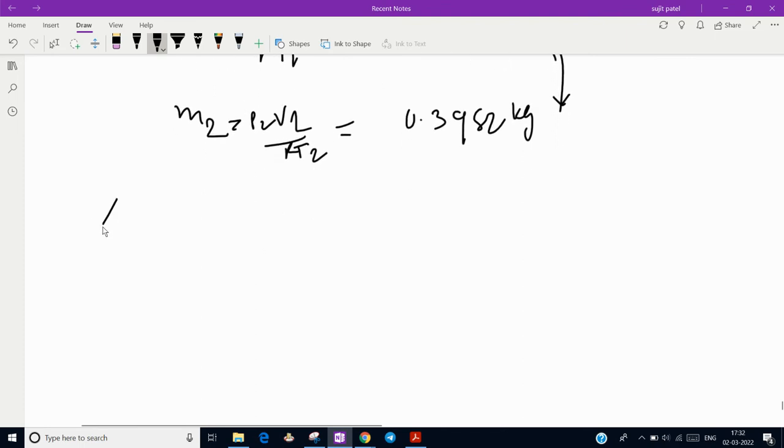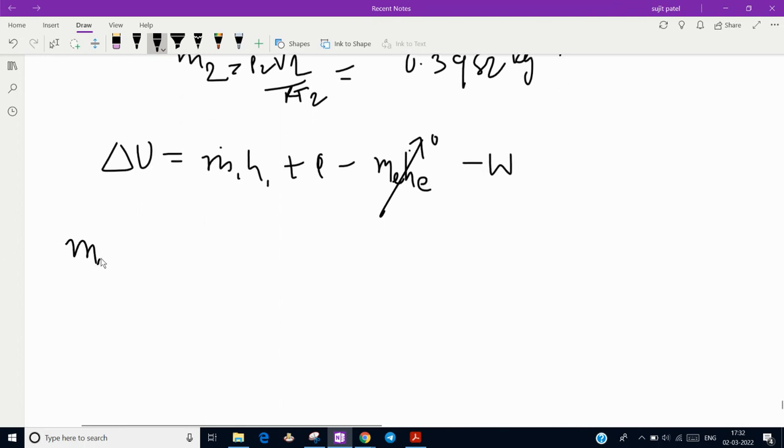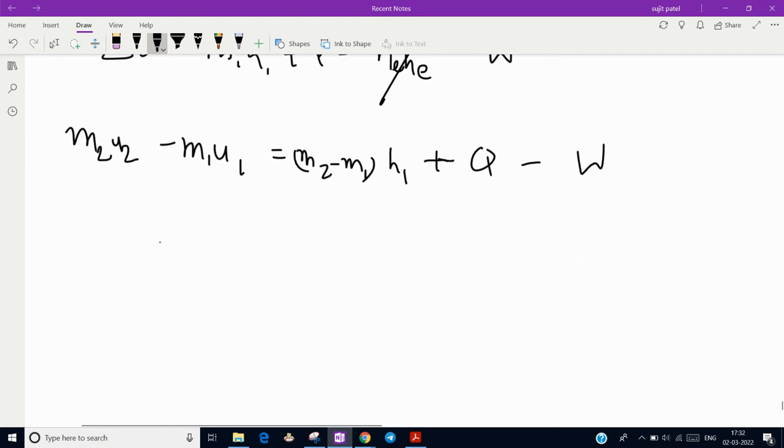Now we have another equation. Change in internal energy will be Mi Hi plus Q minus Me He, that means mass at exit into enthalpy at exit, minus work done. So exit mass is 0, so this term will get cancelled out. Delta U will be M2 into specific internal energy minus M1 into specific internal energy. Mi, that is M2 minus M1, into Hi, H initial, plus heat transfer that we have to find, and work done that we already found out.